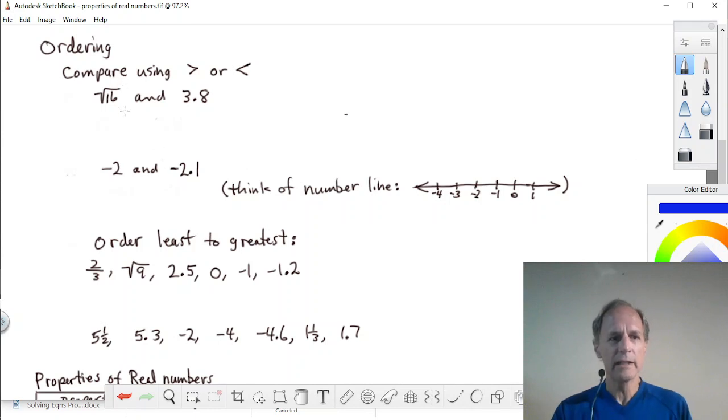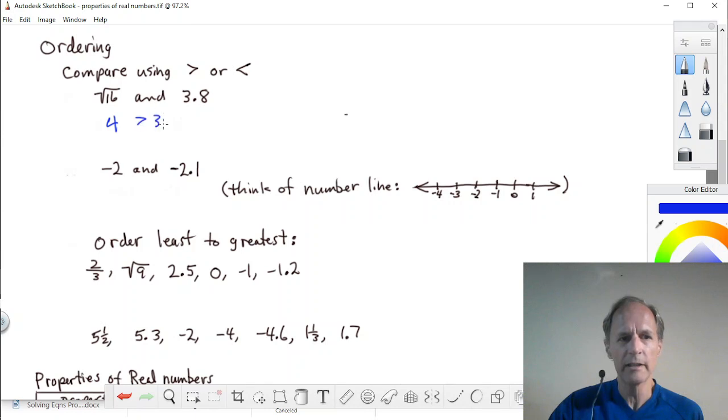So let's do this. Compare square root of 16 and 3.8. So that's going to be, the square root of 16 is 4, right? So we would be comparing 4 and 3.8. Well, 4 is greater than 3.8, right? So that's the answer there. We could write it this way: square root of 16 greater than 3.8.